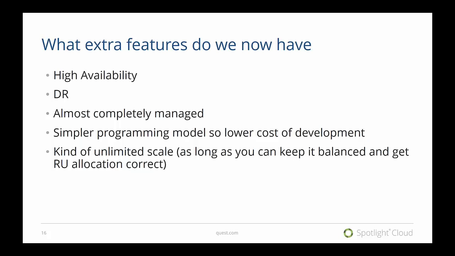It's almost completely managed. So we have to do very little to keep anything going. We certainly don't have to go and tune indexes or any of these things. The simpler programming model made the cost of development so much lower than it was for the table storage solution. And as long as you can keep it balanced and get your RU allocation correct, in theory you've got unlimited scale. So Microsoft will just keep adding whatever it is that's behind Cosmos as you keep buying it.